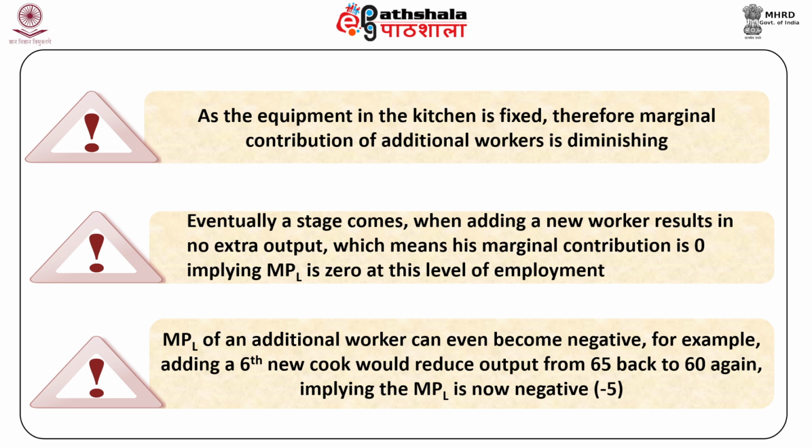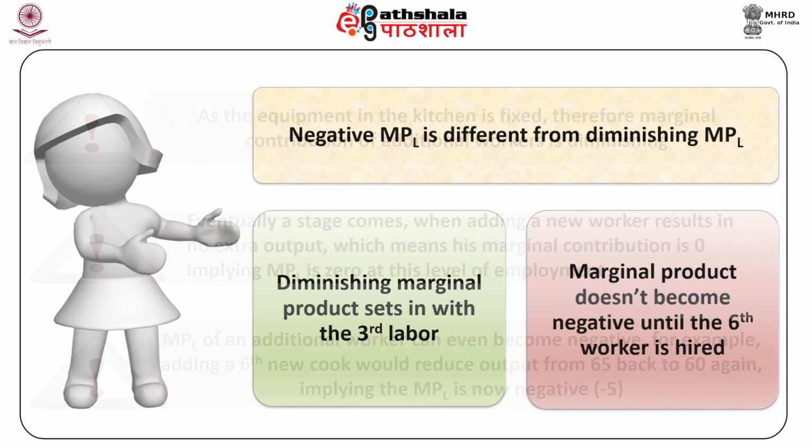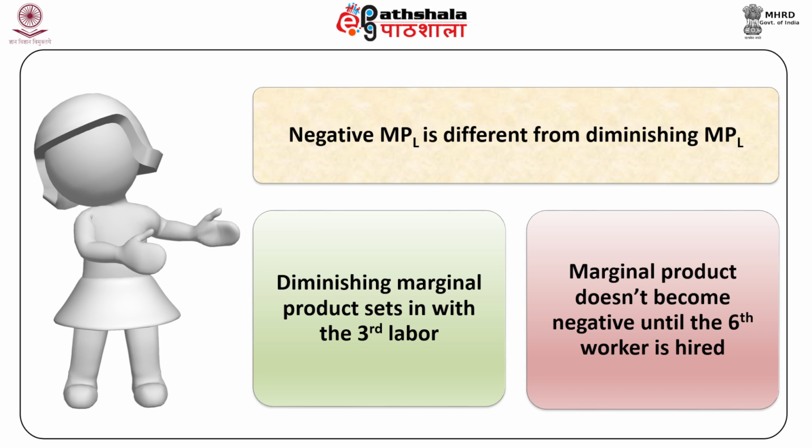In fact, MPL of an additional worker can even become negative. For example, adding a sixth new cook would reduce output from 65 back to 60 again. So, the MPL is now negative, minus 5, clearly a case of too many cooks. Note carefully that negative MPL is different from diminishing MPL. In the above example, diminishing marginal product sets in with the third labor, but marginal product does not become negative until the sixth worker is hired. This principle helps us to understand the shapes of the TP and MPL curves, which are further discussed in the next module.